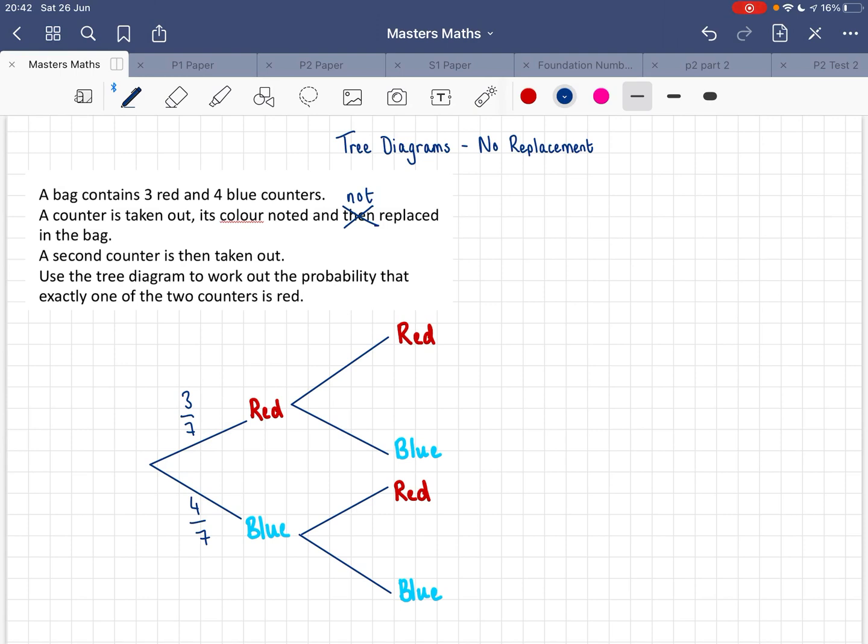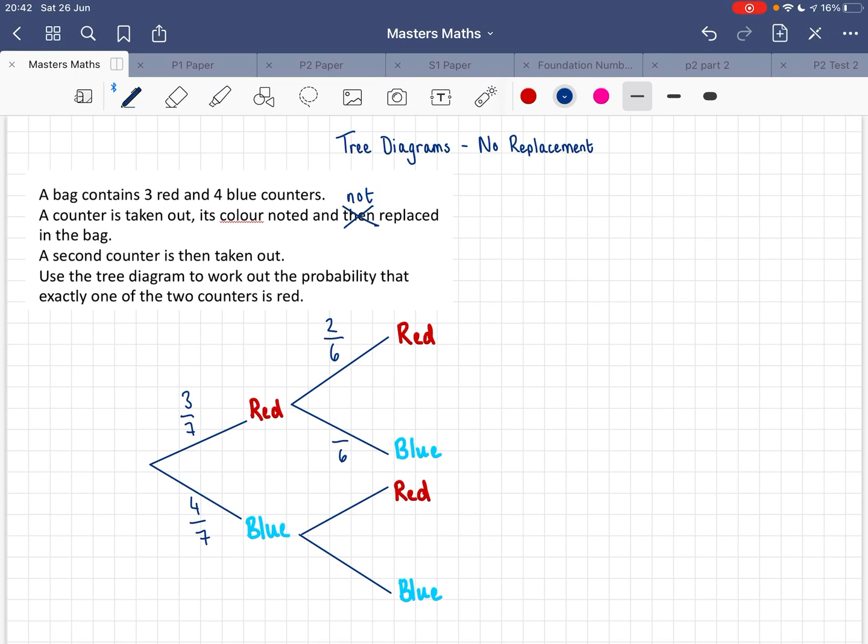So the tree diagram is showing us what happens if we pick a red counter. We look at red first. If we pick a red counter out of the bag, that means there's now only 6 counters left because you've taken one and you're not putting it back. So both of these probabilities are going to be out of 6. If the first counter you chose was red, there are now only 2 red counters out of the original 3 left in the bag. So the probability that the second counter is red, if the first counter is red, is 2 over 6.